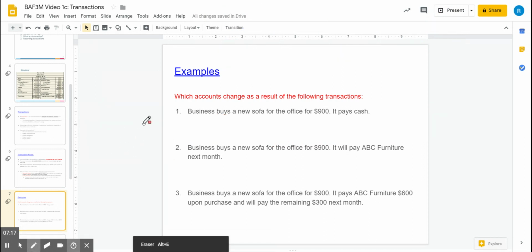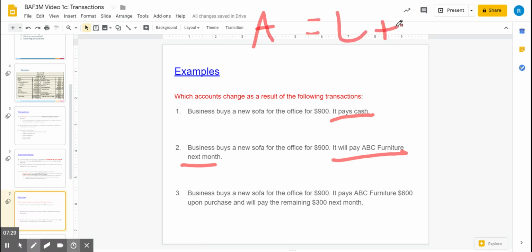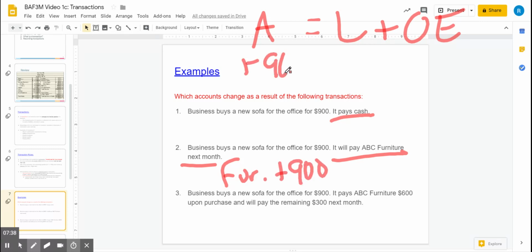The rest are kind of similar on this slide. So we bought a new sofa for $900 this time. We didn't pay cash. Instead of paying cash like in the first one, here we're going to pay them back next month. So here, what changes? Which accounts are affected by this transaction? Well, again, our furniture goes up by 900. So we'd say our assets go up by 900.